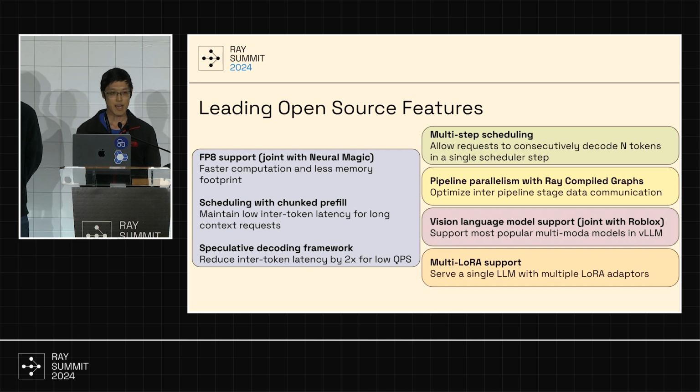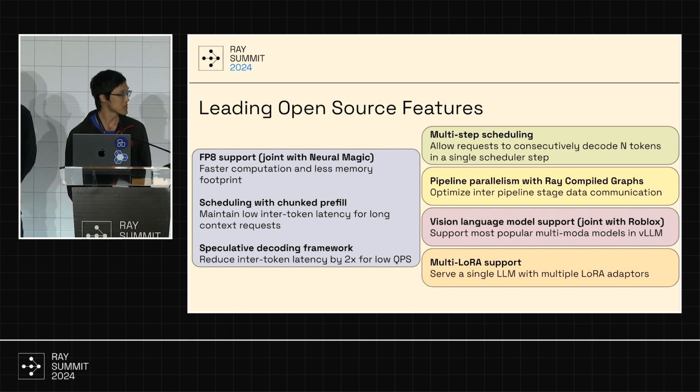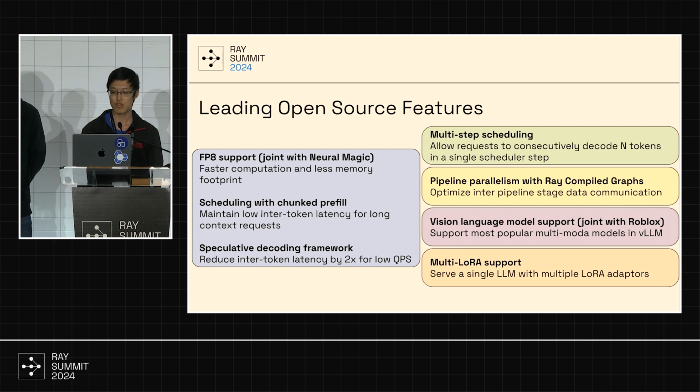In addition to that, we also contributed many more features, like multi-step scheduling to reduce the CPU overheads. We also contributed efficient pipeline parallelism with the Ray compiled graphs, which you will hear more details about in the following talk given by Sen and Morali. We also contributed visual language model support, joint work with Roblox, to bring multimodal models into vLLM. Finally, we also contributed multi-LoRA support so that you can serve multiple LoRA weights with the same model engine.